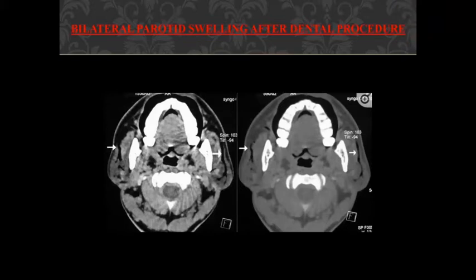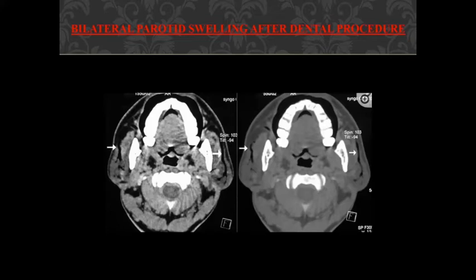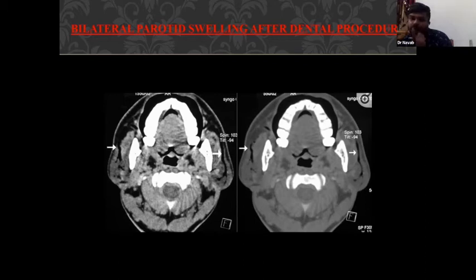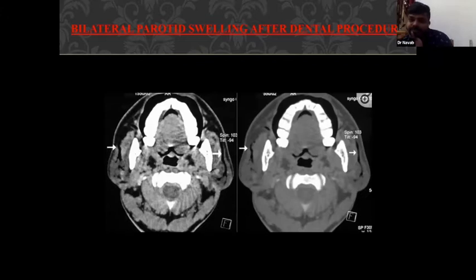After a dental procedure, what are you seeing? This is an abscess. Can you see some air pockets inside the parotid, and it is extending along the masseter, anterior to the masseter, along the Stensen's duct? So what is that? If you are seeing some air in the orbit, what do you tell? Orbital emphysema, pneumo-orbit, right? So this is a case of pneumoparotid, right? This is also one of the differentials for bilateral parotid gland swelling.